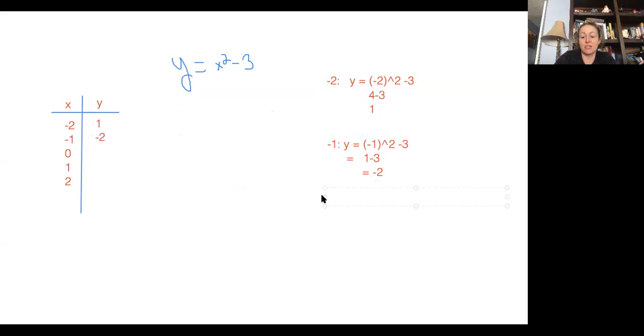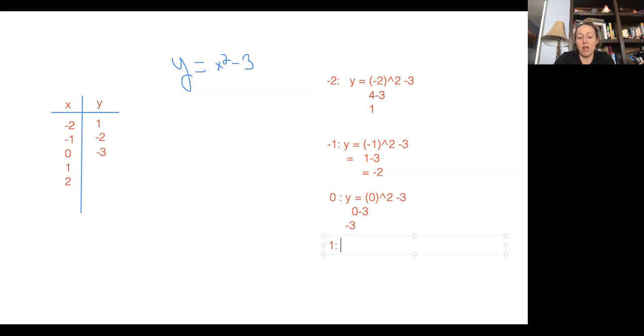Now let's go and plug in 0. So that would be y equals 0 squared minus 3. So that would then give me, well, 0 squared is 0. So that would give you 0 minus 3, which is -3. Okay, as you get a little quicker, maybe you don't need to show all this work.